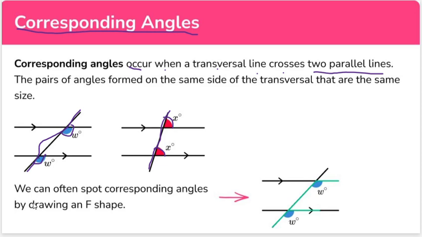Okay, now when we're dealing with corresponding angles, we usually deal with an F shape. So corresponding is F. That's why we say this angle here will equal that angle there. If we look at the left hand side, this angle here will equal that angle there. This is all corresponding angles are about.